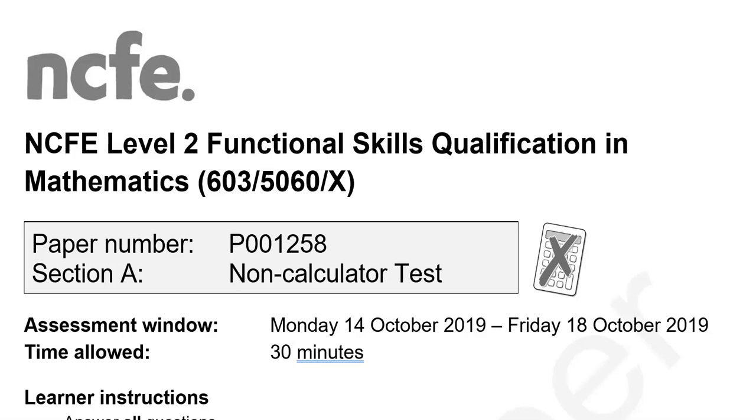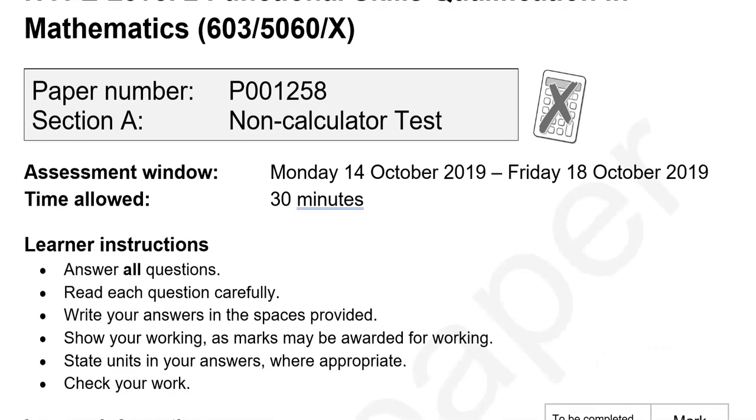This is a Level 2 Functional Skills Maths paper from NCFE. It's split into two parts. In the first part, you can't use a calculator, but you can in the second part.